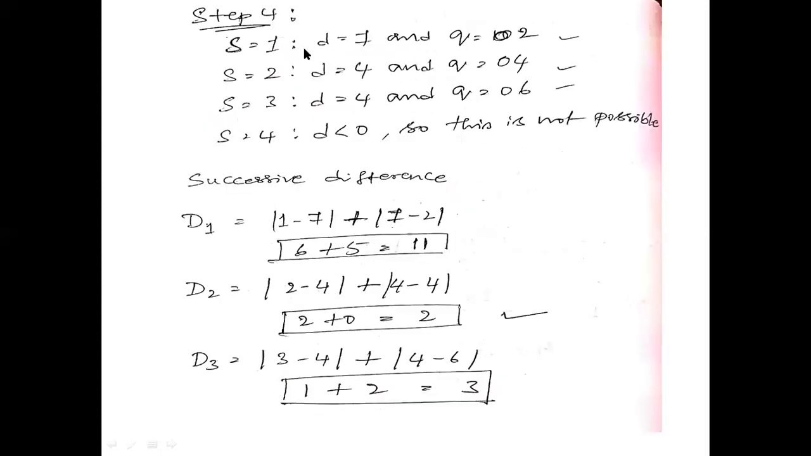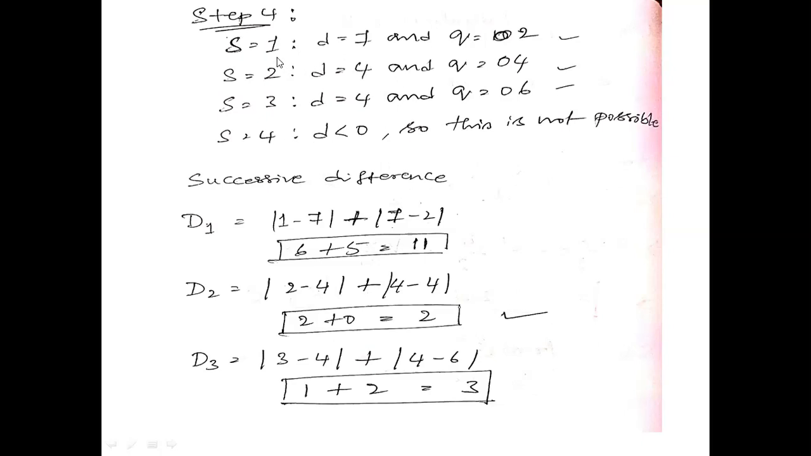So it is a trial and error approach. If s is 1, d becomes 7 and q becomes 2. Similarly, if s is 2, d becomes 4 and q becomes 4. If s is 3, d becomes 4 and q becomes 6. If s were 4, d becomes a negative value, and this is the stage where you are supposed to stop.